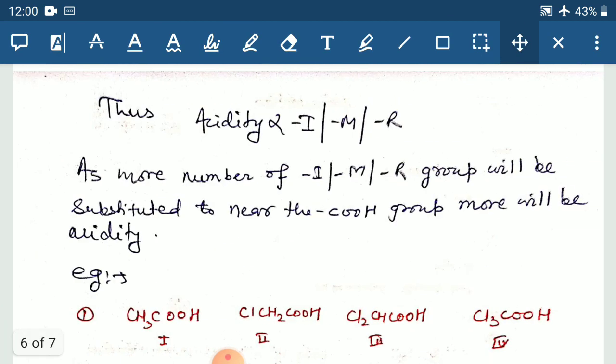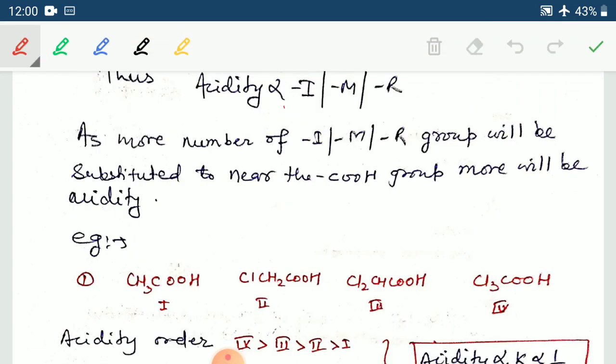So simply we can say acidity depends upon -I, -M or -R. The groups which can withdraw electron density from this carboxylate group will enhance the acidity. Also, as the number of such groups increases, the acidity will further increase. We can understand this by taking a proper example.